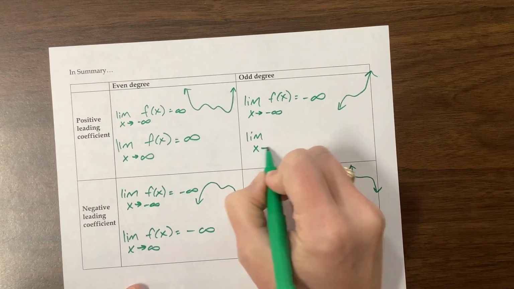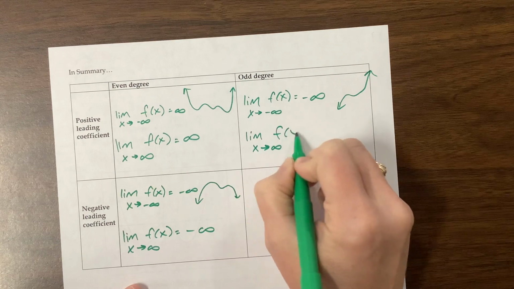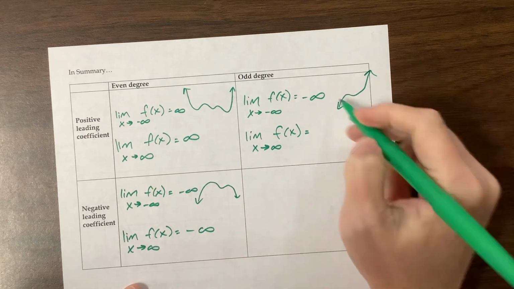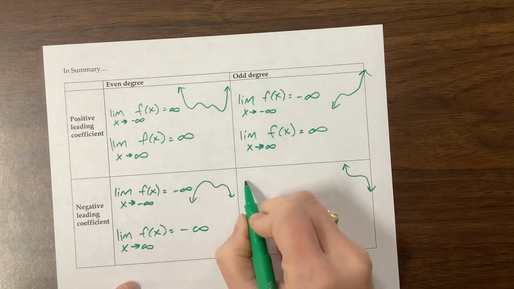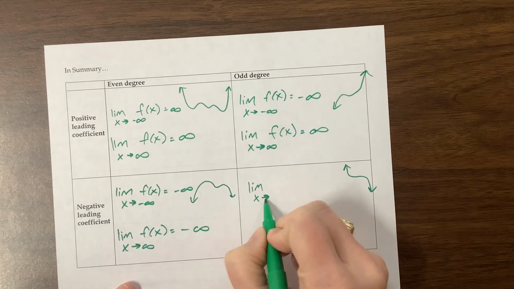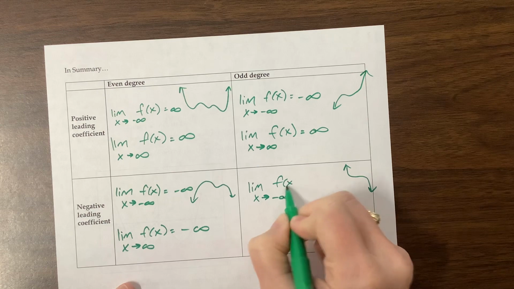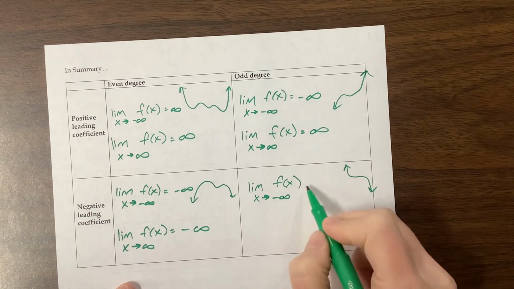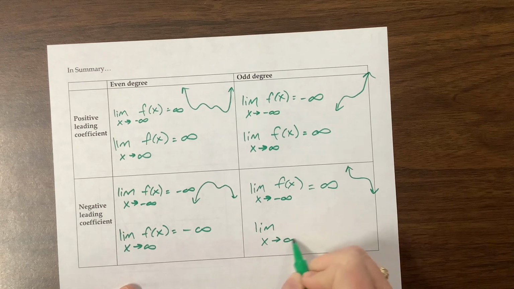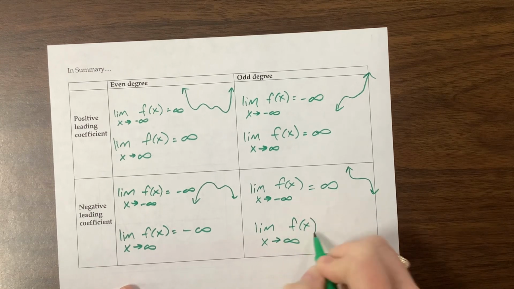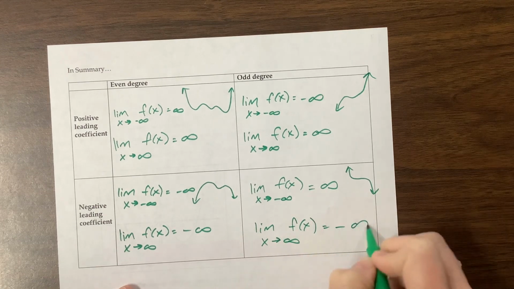The limit as x goes to positive infinity of f of x is equal to, well, we went positive. Then, the limit as x goes to negative infinity of f of x. On this one, negative infinity was positive, and now this one goes to positive infinity, positive, negative.